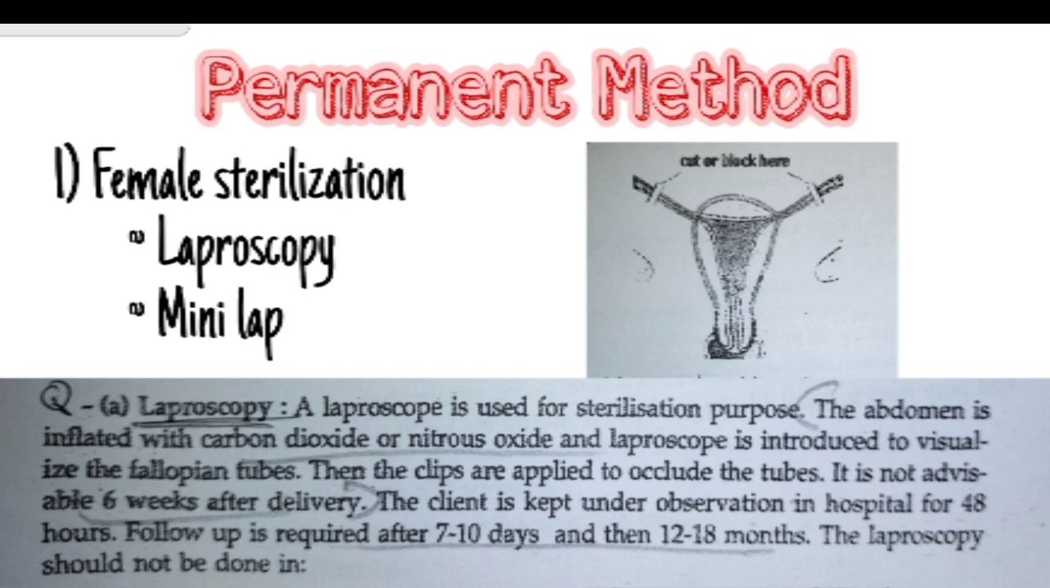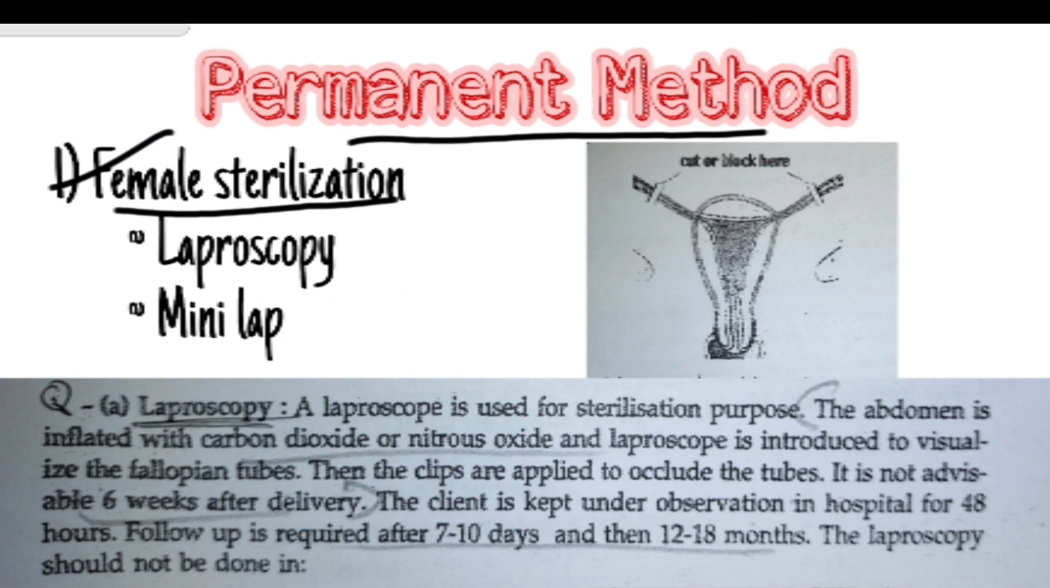Now we will focus on the permanent methods in family planning. In this permanent method, we have two types. One is female sterilization and the other is male sterilization. These are the two types. First, let's see female sterilization.